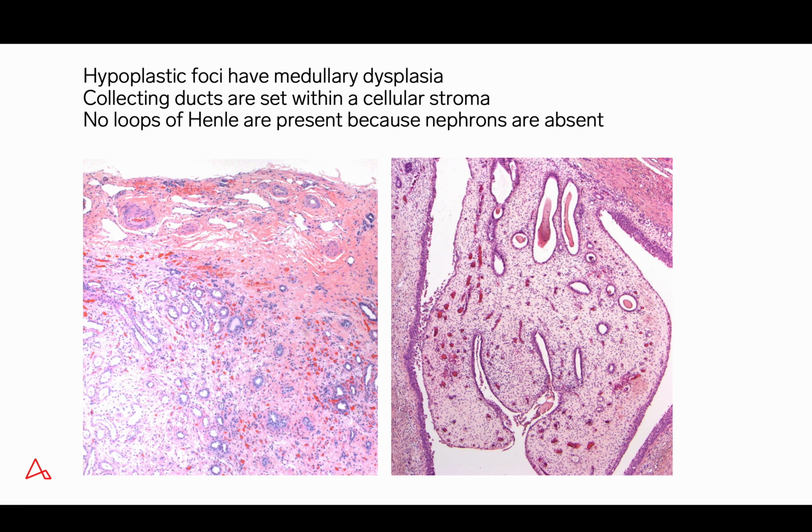In some of the hypoplastic foci, you will have some rudimentary renal medullary tissue formed. The medullary tissue consists solely of collecting ducts and peritubular capillaries. No loops of Henle are present because no glomeruli were present.